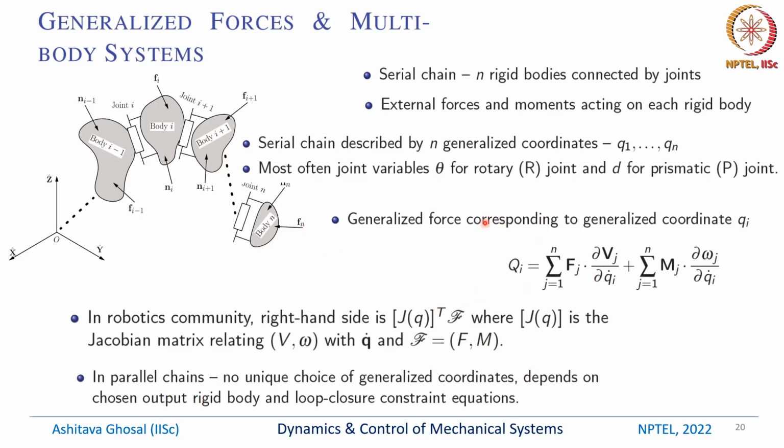We cannot really find out what the generalized forces Qi are for a given generalized coordinate small qi. It will depend on what the output body is and also what the loop closure constraint equations are. And I will show you some examples with a 4-bar.